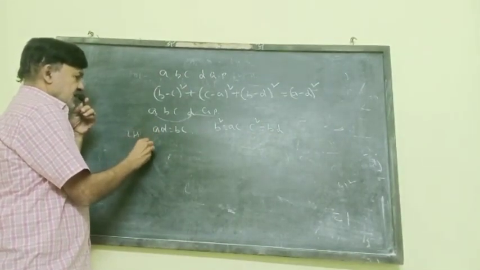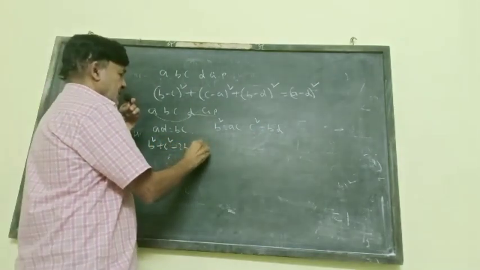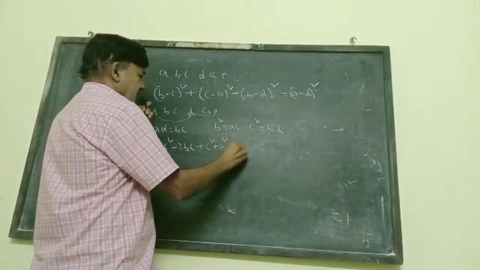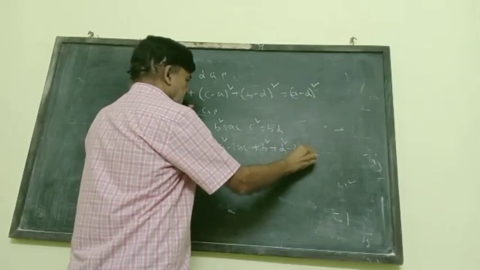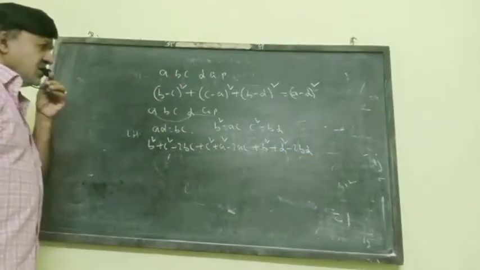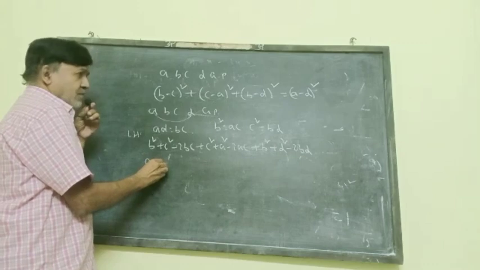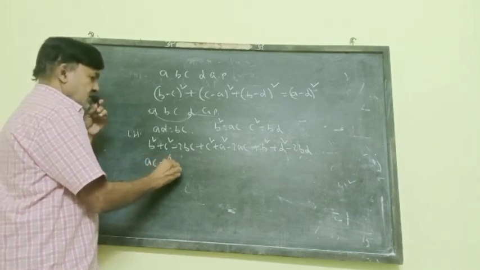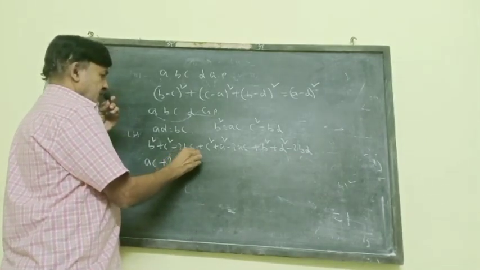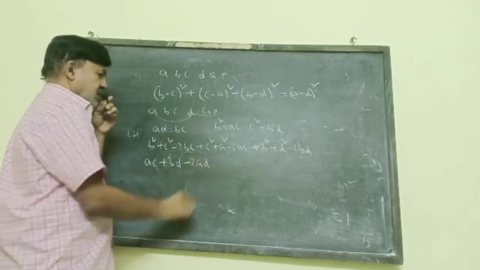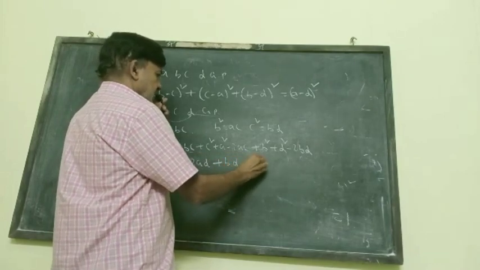If you take LHS, B square plus C square minus 2BC, C square plus A square minus 2AC, B square plus D square minus 2BD. See, in RHS I don't want B and C. So B square is what? AC. C square is what? BD. Minus BC is what? AD. I can have AD like this. C square is what? BD. A square I want.